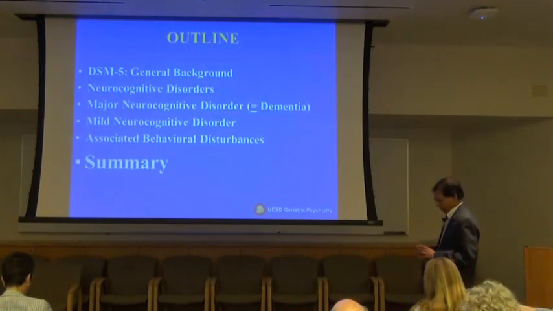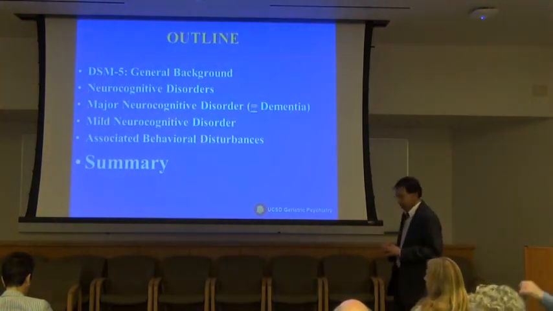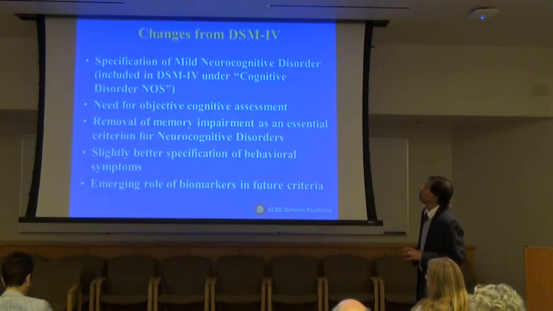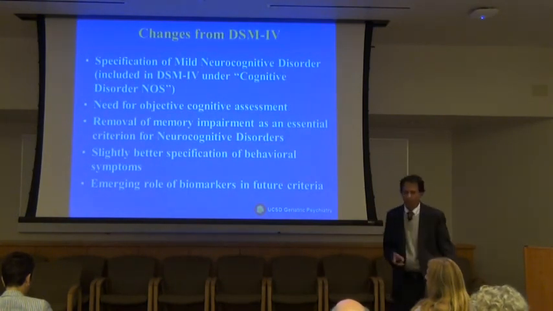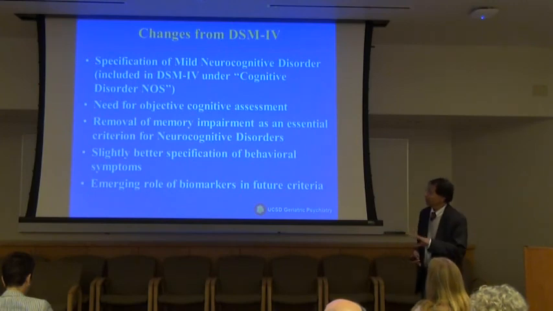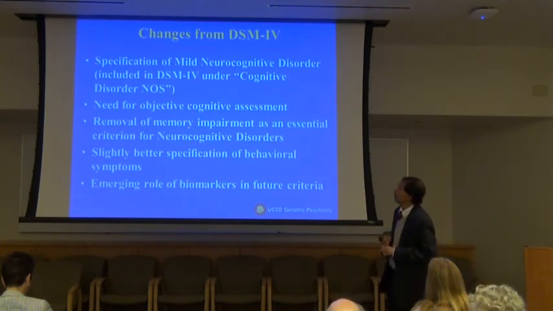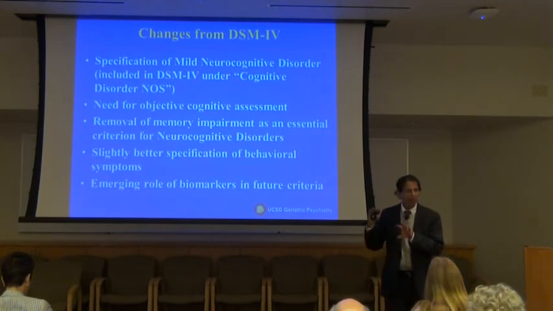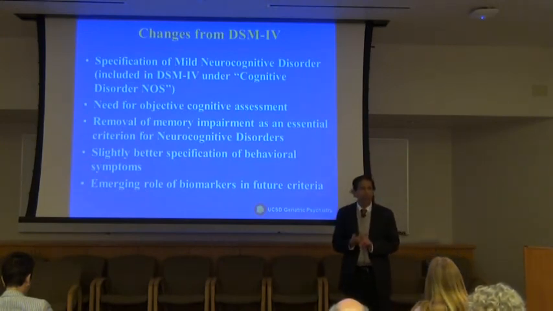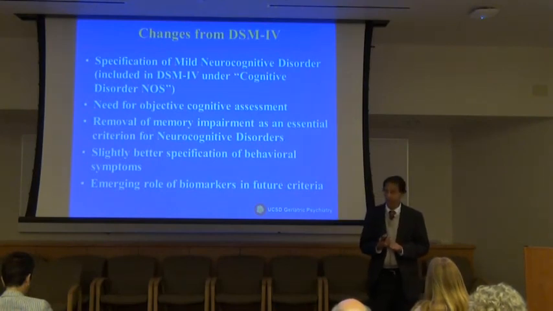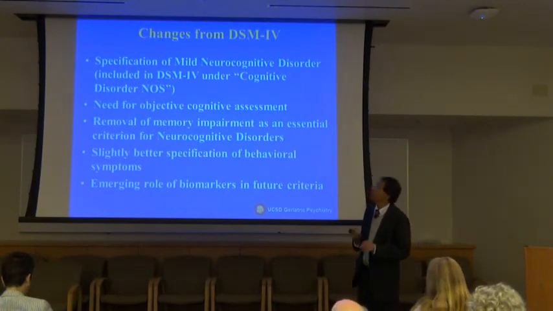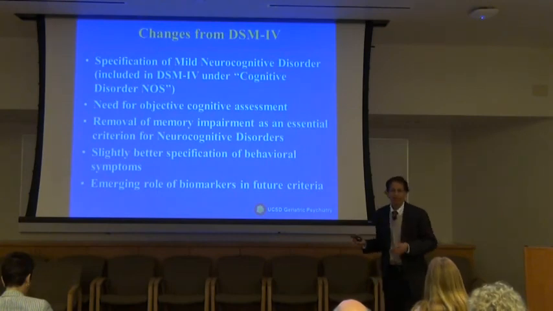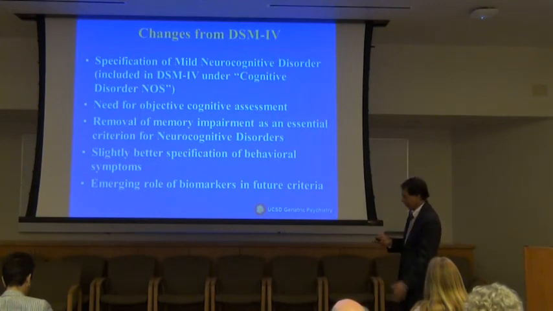So going to the summary. The main changes in neurocognitive disorders from the DSM-4 are these. One, we specified mild neurocognitive disorder. DSM-4 actually had mentioned something like MCI, but it was under cognitive disorder NOS. So we thought that in the last 20 years, there is so much literature on this category that we really need to have that as a separate category.